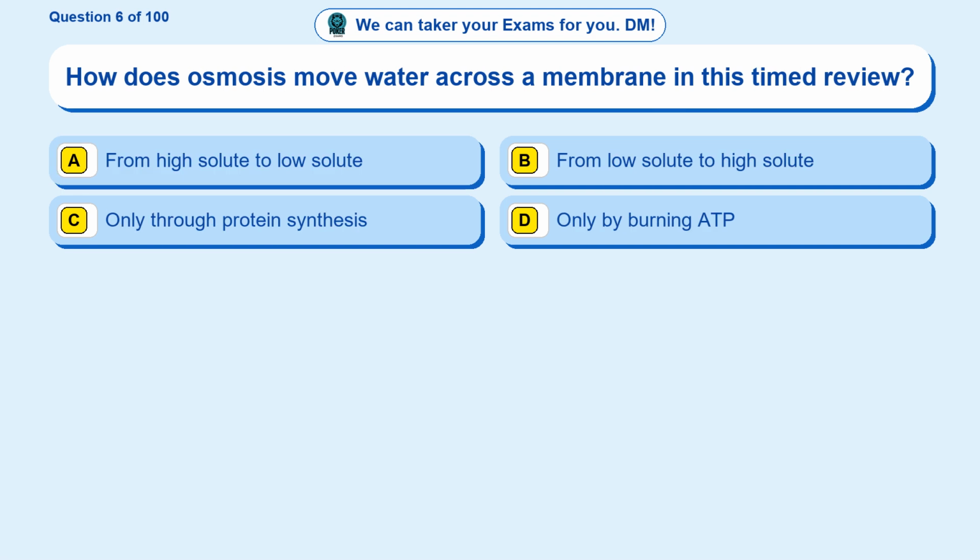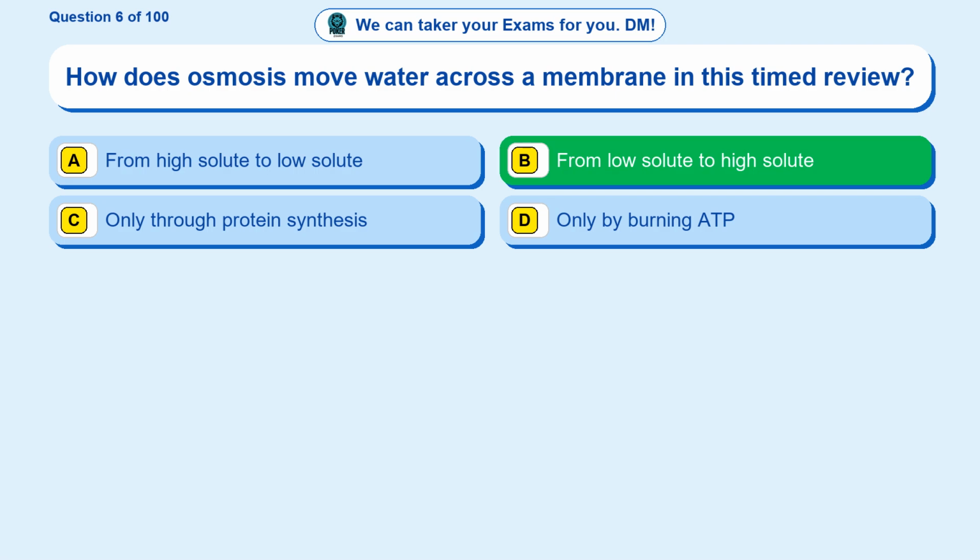Question 6. How does osmosis move water across a membrane in this timed review? Option A. From high solute to low solute. Option B. From low solute to high solute. Option C. Only through protein synthesis. Option D. Only by burning ATP. The correct answer is option B. From low solute to high solute.